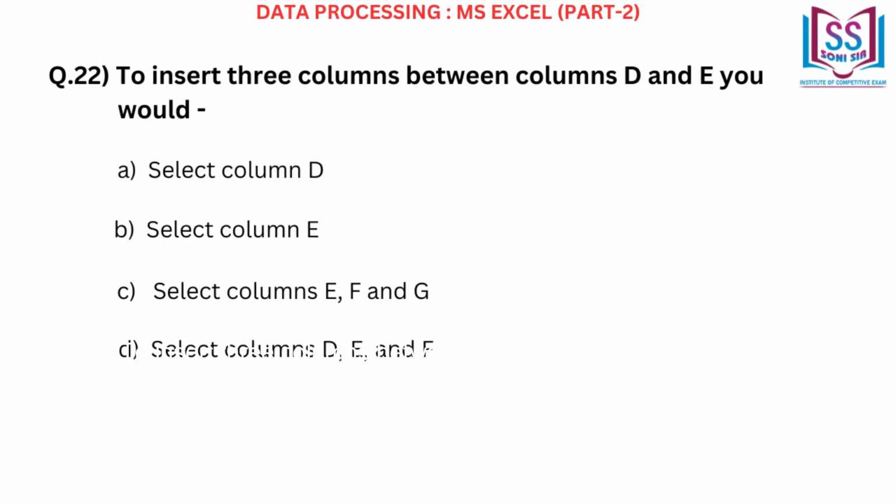To insert 3 columns between columns D and E you would A. Select column D. B. Select column E. C. Select columns E, F and G. D. Select columns D, E, and F. Correct answer C. Select columns E, F and G.